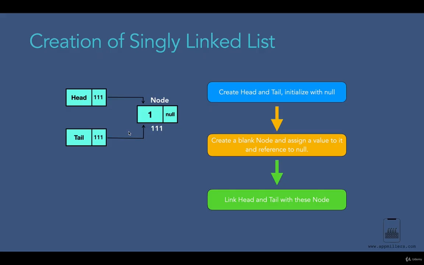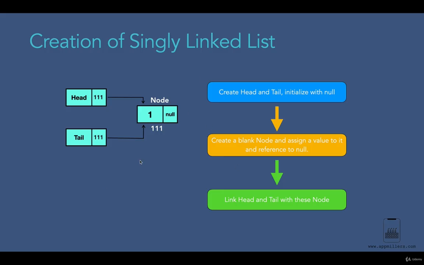As you can see, there are three steps to create a single linked list. In step 1, we create head and tail with null references. In step 2, we create a node with reference null and initialize the data in it. And in step 3, we are linking head and tail to this node that we created. So this is how we are creating a single linked list in which we have only one node.